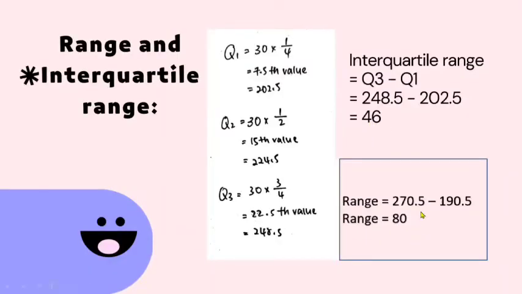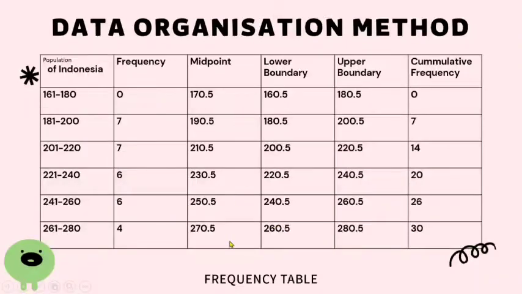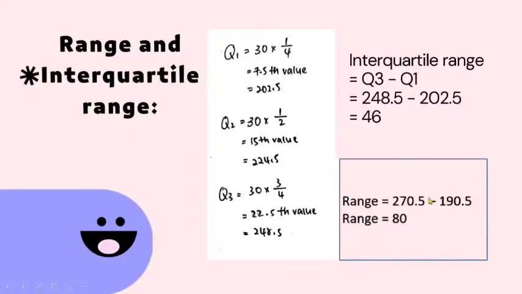While the range is the midpoint of the highest class minus the midpoint of the lowest class. From the table, we can know that the highest class is 270.5, while the lowest class is 190.5. This is not counted as the lowest because the frequency is 0. Then we'll go back here. So the range is 80.